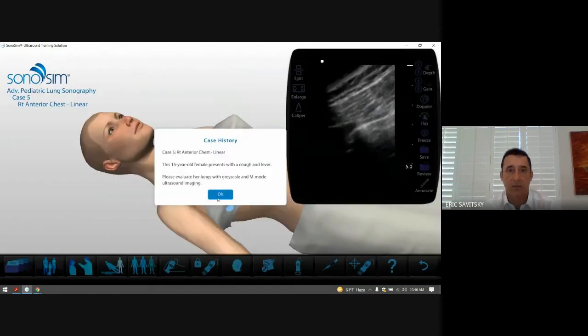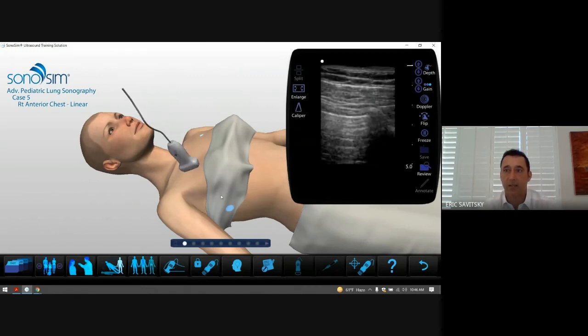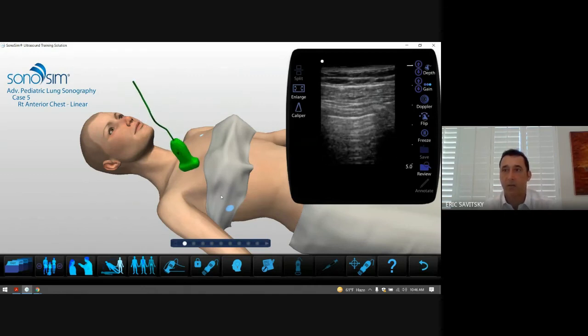So here we have a 15-year-old patient that presents with a cough and a fever, and we're asked to evaluate her lungs with grayscale and M-mode imaging. When we look at the anterior chest here, we are using a linear transducer. You can see the ribs. You can see there's much more generous soft tissue here.